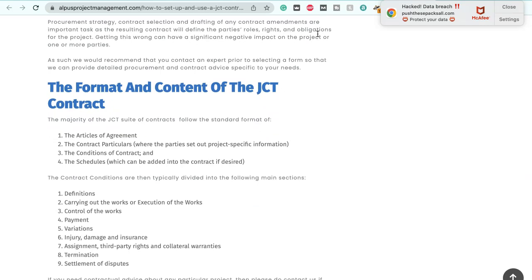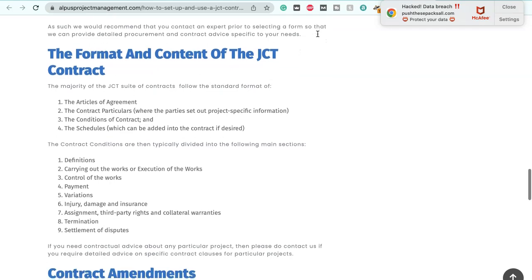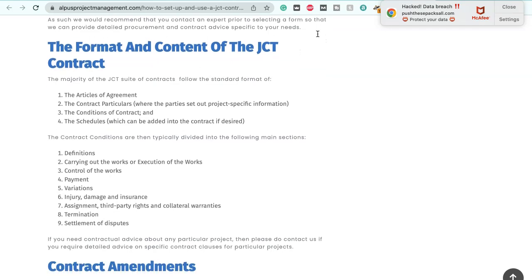Procurement strategy, contract selection and drafting of any contract amendments are an important task, as the resulting contract will define the parties' roles, rights and obligations for the project. Getting this wrong can have a significant negative impact on the project or one or more of the parties. As such, we would recommend that you contact an expert prior to selecting a form of contract so that we can provide detailed procurement and contract advice specific to your needs.